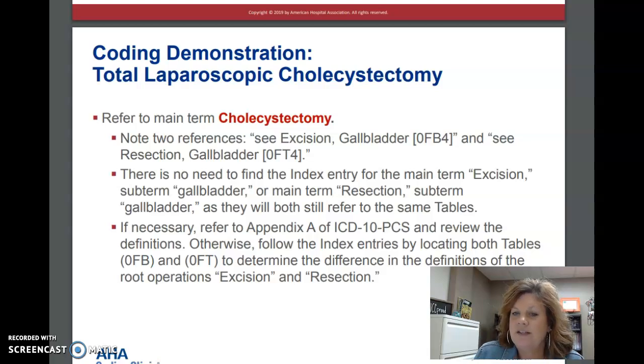There's no need to find the index entry for the main term excision, subterm gallbladder, because again, it'll take you to the same table. So one thing again, we need to know the root here. If I just put in cholecystectomy, if I look it up in my book, which I have right in front of me, so everybody take a minute. When I look up cholecystectomy, it is going to tell me where to go in my book.